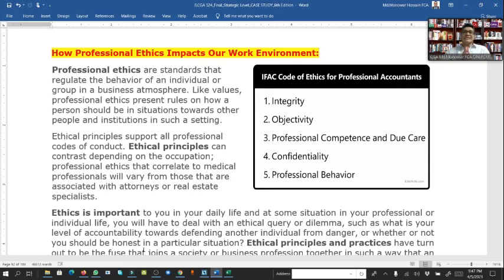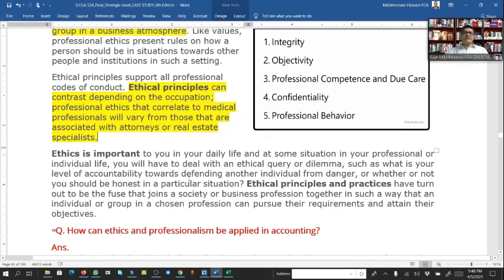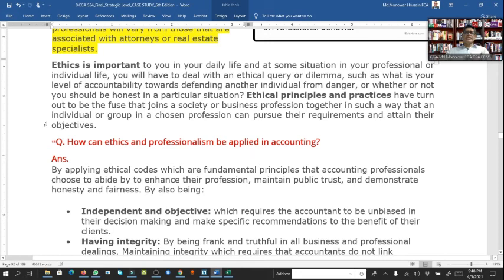Professional ethics are standards that regulate the behavior of an individual or group in the business atmosphere. Ethical principles can differ depending on the occupation, the stage or level, and the industry. Ethics is important to you and me also, in day-to-day life and everyday situations, in the organization, at home, everywhere. Ethical principles and practice help the organization achieve its mission, vision, goals and value addition.